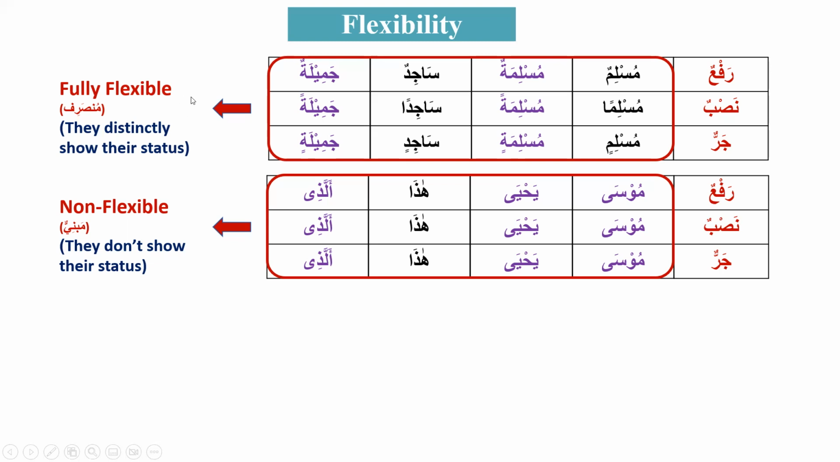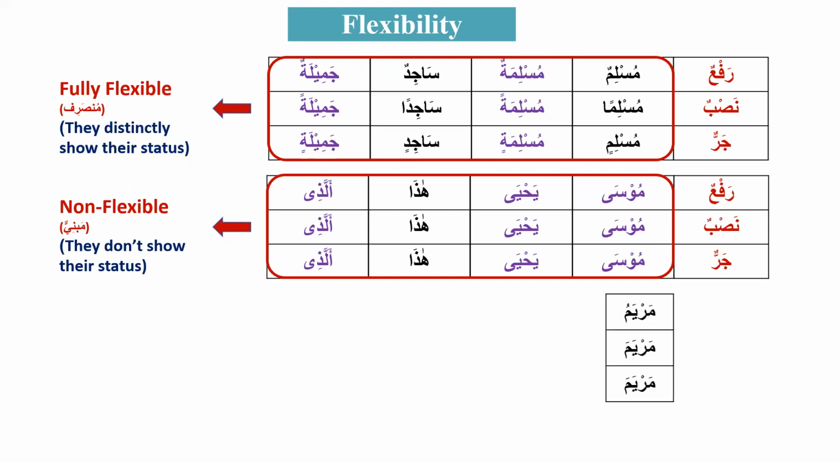So far we have learned 2 terms. Fully flexible words, they distinctly show their status. And non-flexible words, they don't show their status at all, and we have to depend on other words in the ayah to determine their status. But there's a third category as well, which is somewhere in between fully flexible and non-flexible. And that is where we need to focus in today's lesson. And that is the objective of today's lesson, to introduce you to that category.